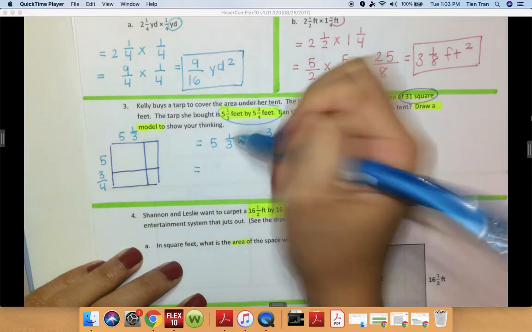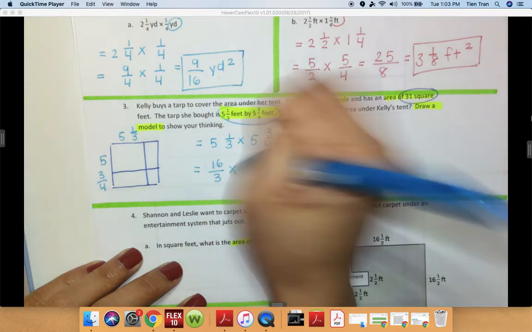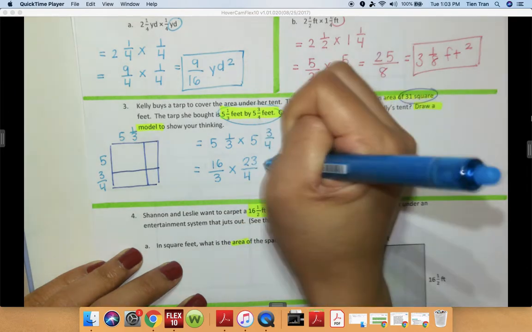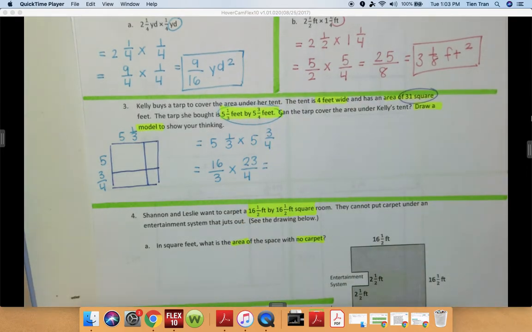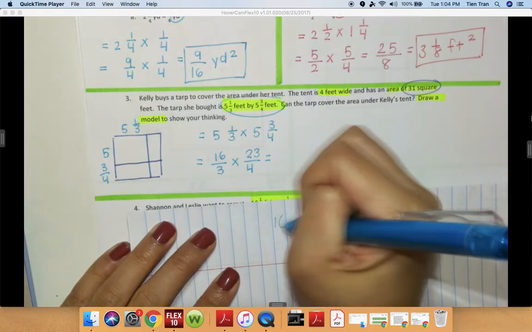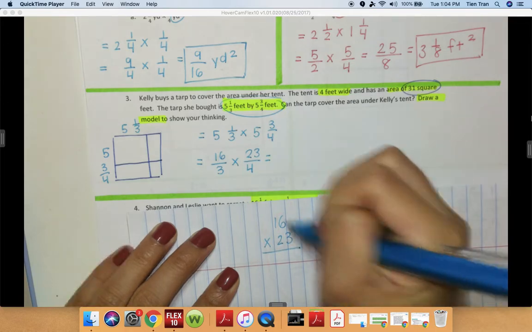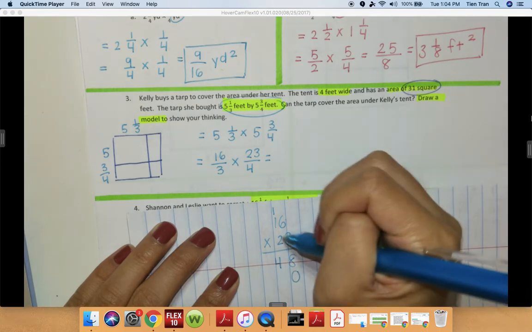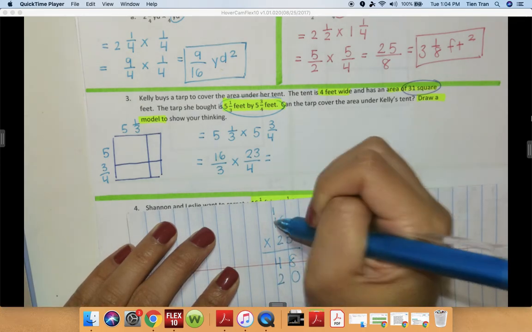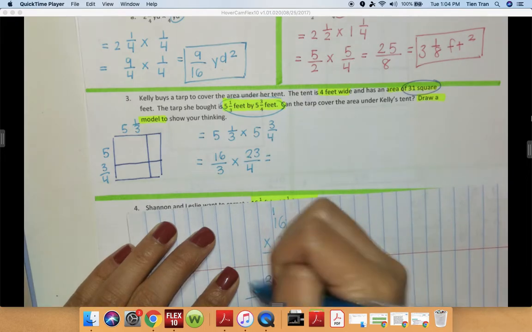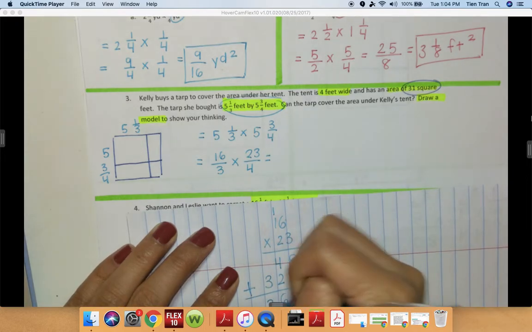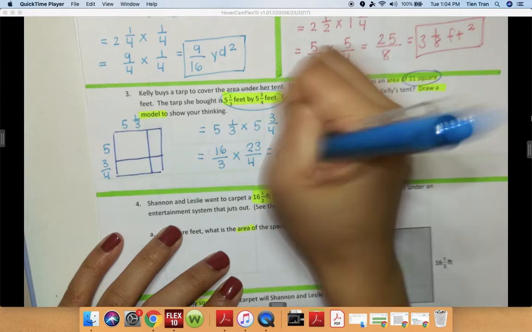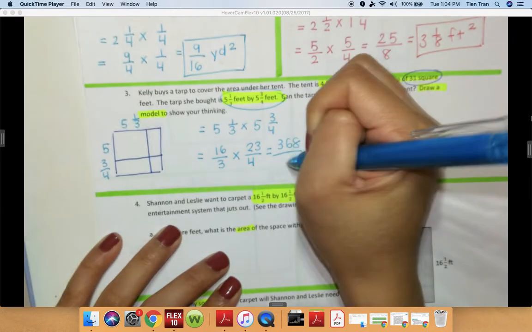3 times 5 is 15, plus 1 is 16. I get 16/3. 4 times 5 is 20, plus 3 is 23. I get 23/4. Now I'm going to multiply those two numbers together to get my answer. So 16 times 23. 6 times 3 is 18. 3 times 1 is 3, plus 1 is 4. Bring down my 0. 2 times 6 is 12. 2 times 1 is 2, plus 1 is 3. So I add everything together, and I'm going to get 368. 368, and I'm dividing that by 3 times 4 is 12.